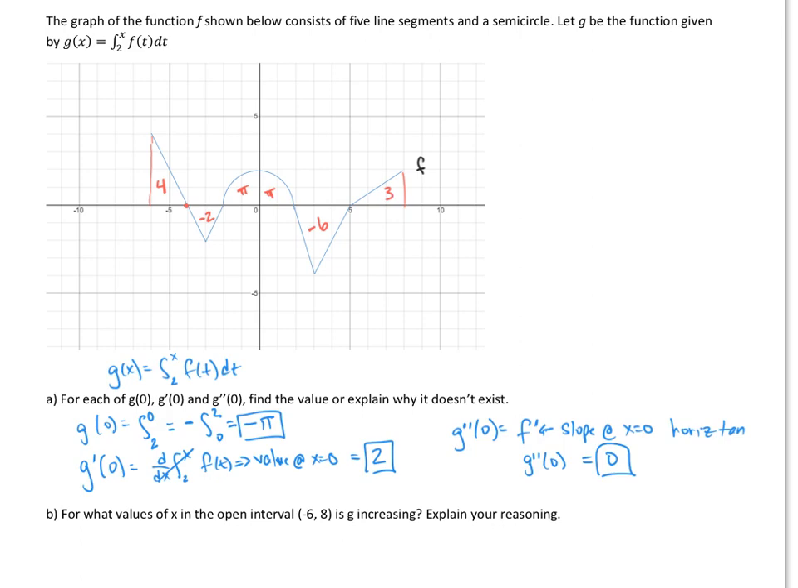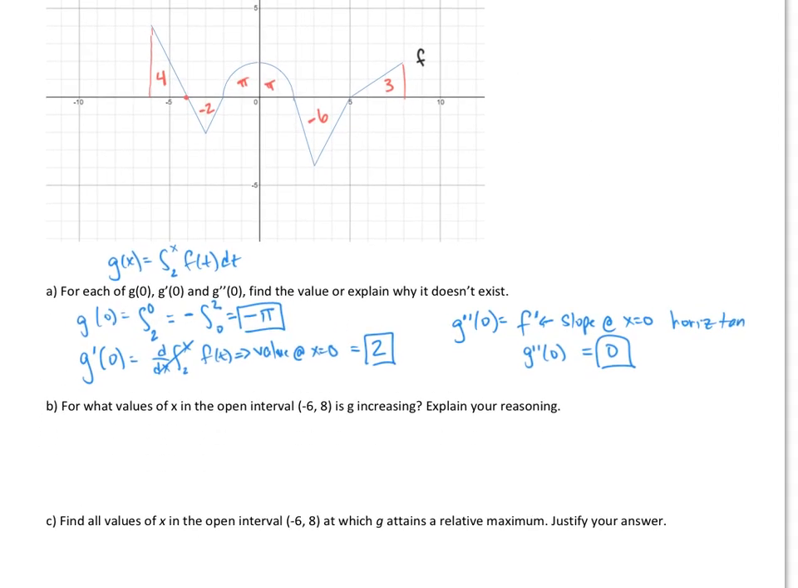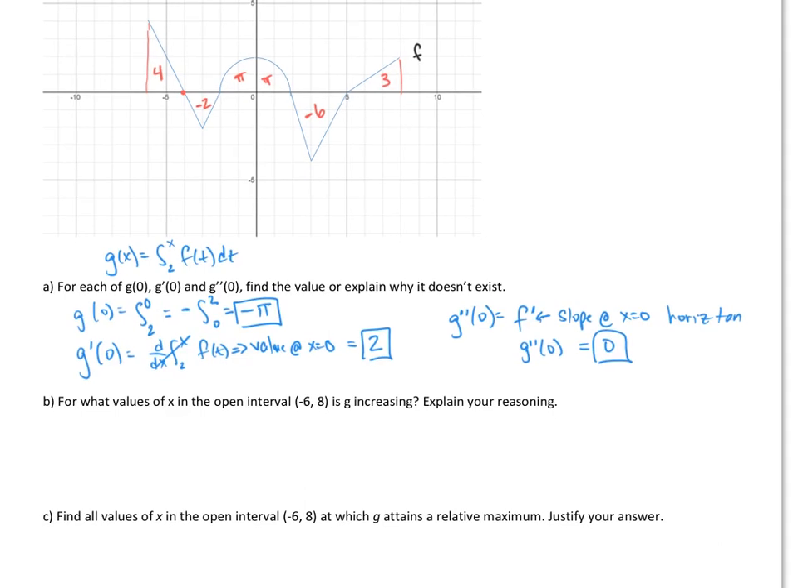All right, let's move on to part B. For what values of x in the open interval from negative 6 to 8 is g increasing, and explain? Well, they're asking here where g is increasing. Since I'm looking for g to be increasing, that happens when the derivative is greater than 0. So I need g prime to be greater than 0. That's when it's increasing.